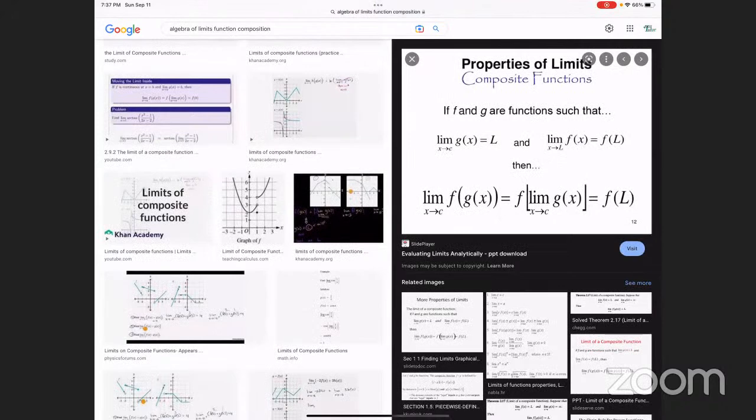There we go. You see that one? The limit as x goes to c of f of g of x is equal to f of the limit as x goes to c of g of x.